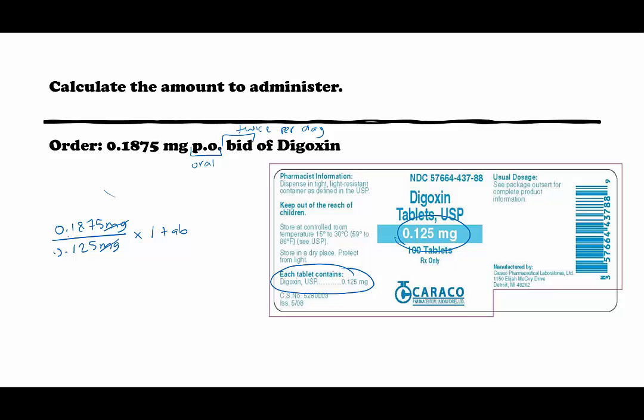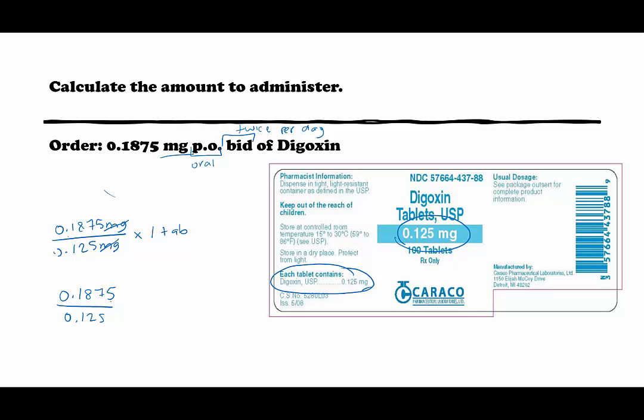We want to be really careful when we do these calculations. We don't want to mess up. Be super careful. Everything matches. We have milligrams here. We have milligrams here. Solid. Now we want to work out this fraction. So we have 0.1875 divided by 0.125, you might be saying, I don't want to really deal with those decimals, and I don't blame you. Let's clear the decimals out.